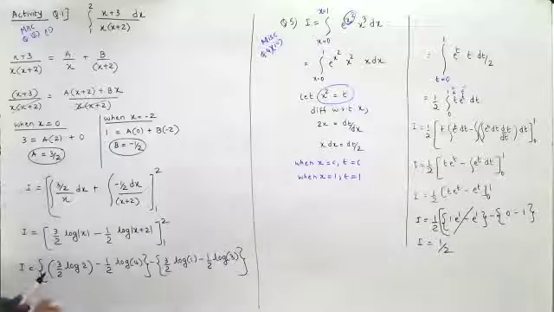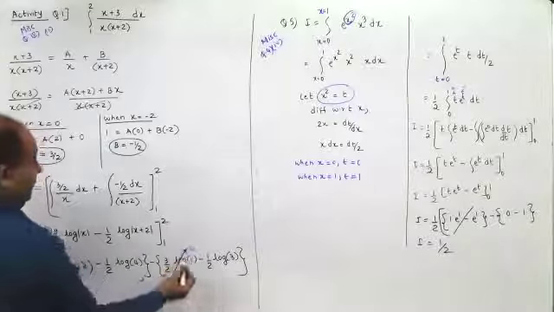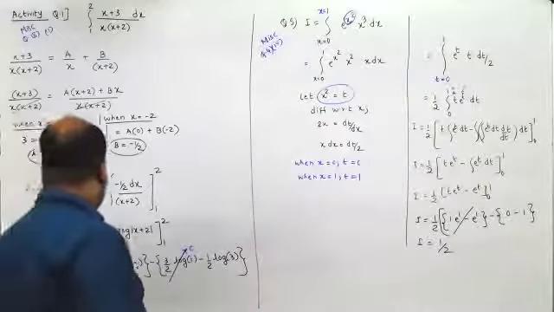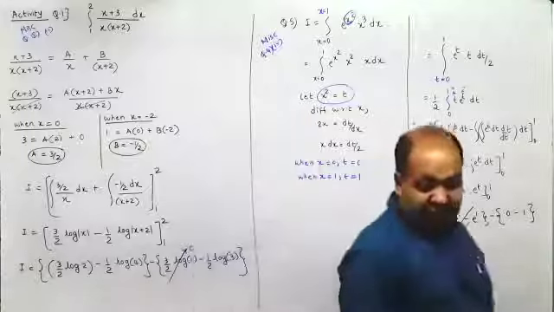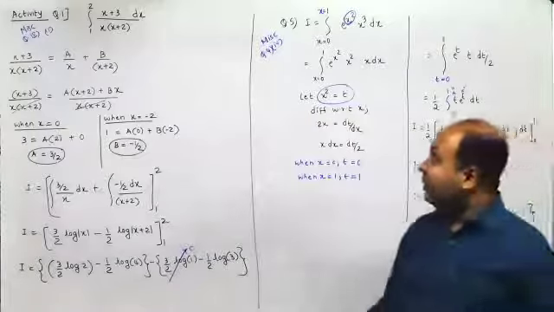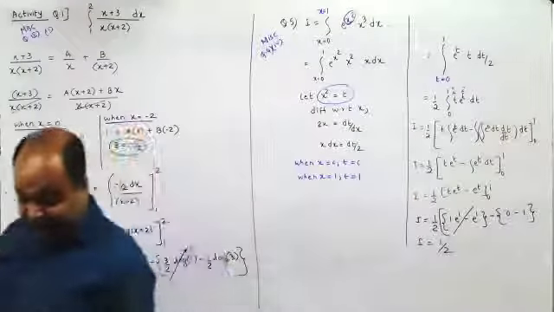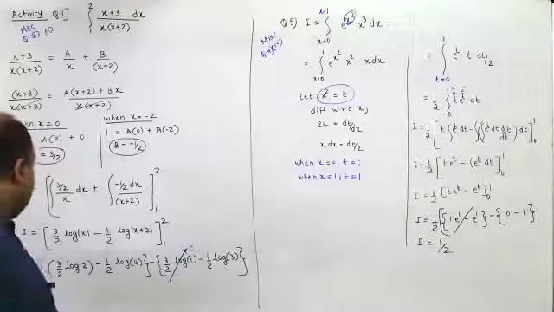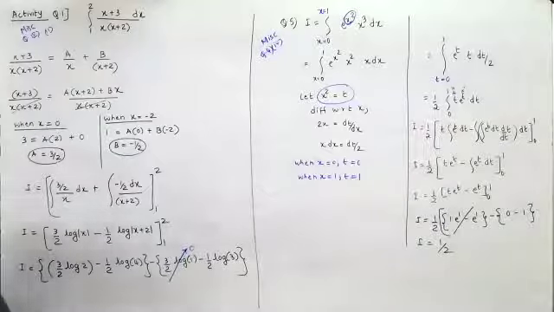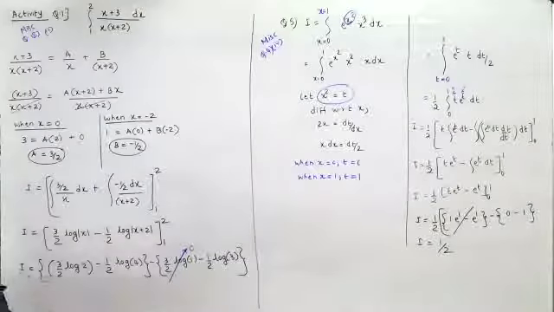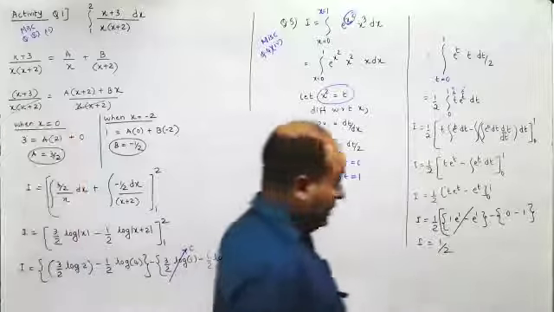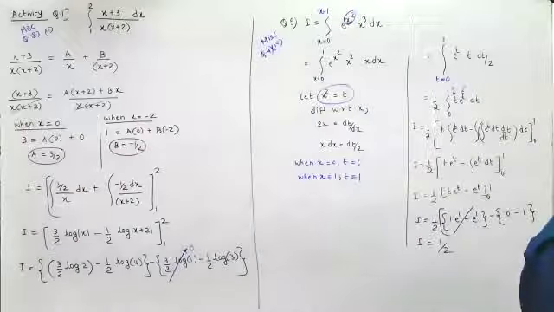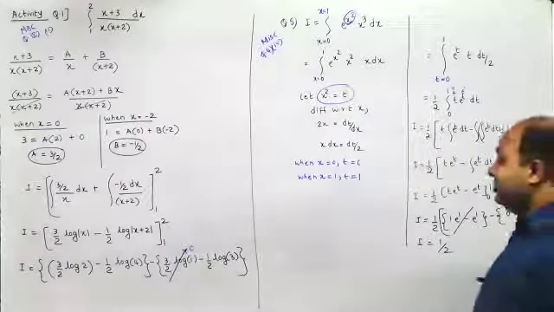Log 1 is 0. Here, 3 by 2 log 2 and minus half log 3. I believe they would have left it here. Can someone verify the answer from behind? Or have they taken half outside and then taken 3 up? Can someone verify it? Have they taken half outside and then taken 3 up?